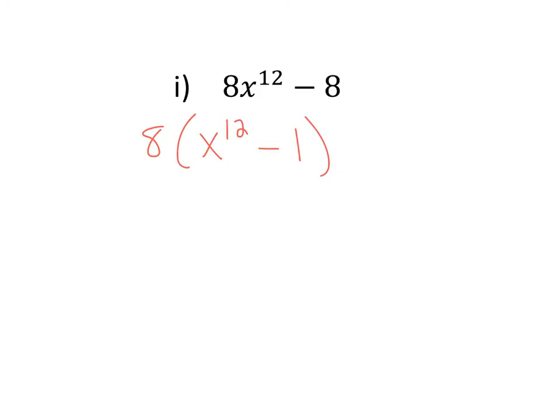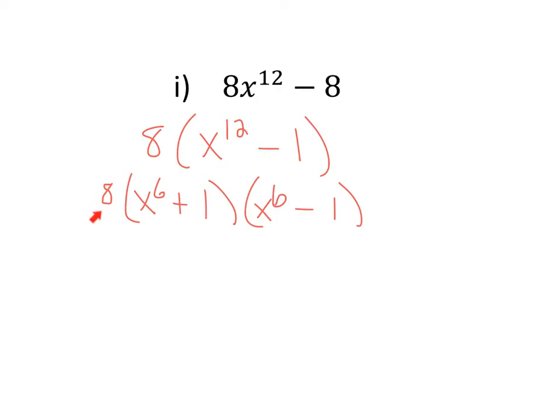When you're finding the perfect square with variables and exponents, you just divide the exponent in half. So I'm going to bring down the 8 from the outside, and this is going to be x to the 6th and x to the 6th. 1 and 1, make 1 addition, make 1 subtraction.